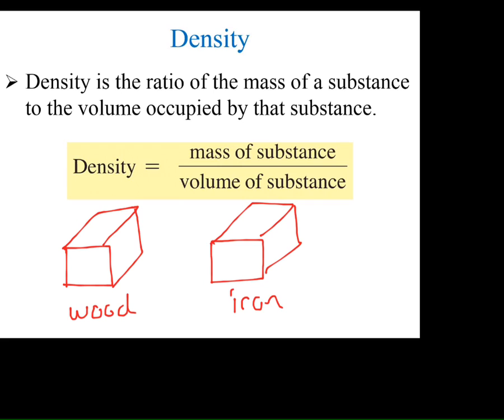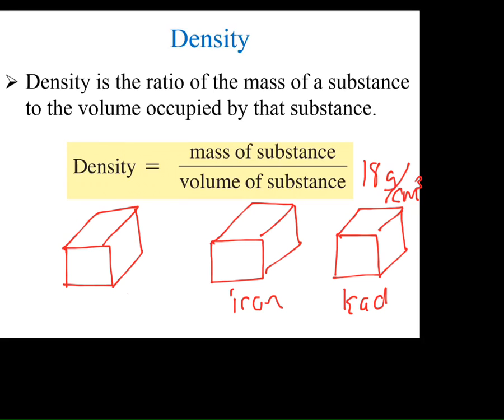So again, just the ratio of how much mass is crammed into that piece of wood. So for example, lead, you might know lead. Lead is commonly thought of as a very heavy metal. Lead is about 18 grams crammed into 1 cubic centimeter. So that cube, 1 centimeter by 1 centimeter by 1 centimeter, would weigh about 18 grams. Okay? But let's say over here that we had water.